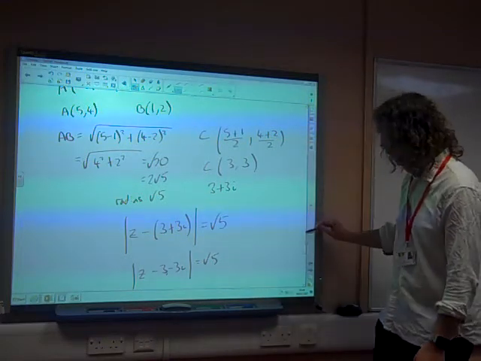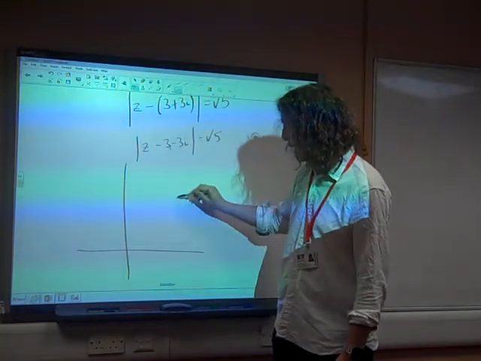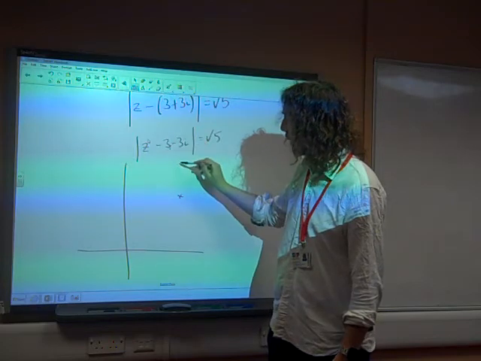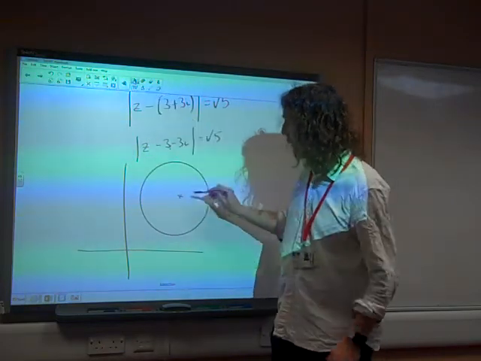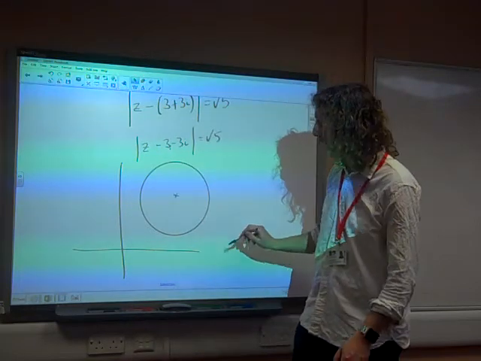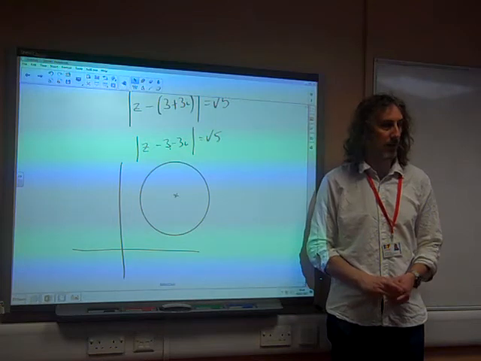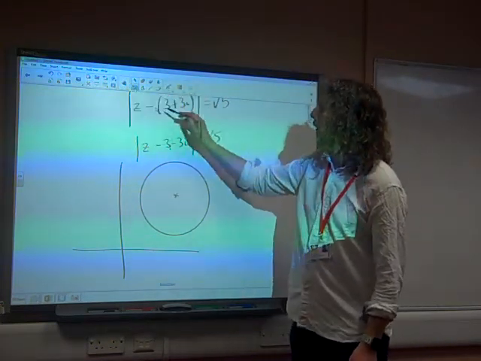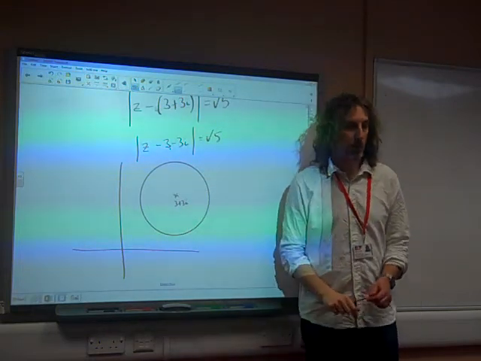So as we come to draw this, what we're looking for this time is a point there and a circle that is just there, hopefully with the centre looking almost like it's in the centre. It's not touching either axis, it's not going through the origin. That's the point 3 plus 3i, that's what that number is represented by.